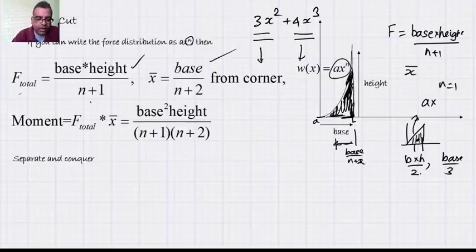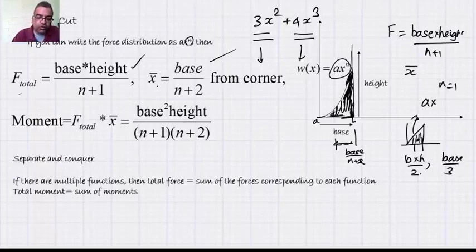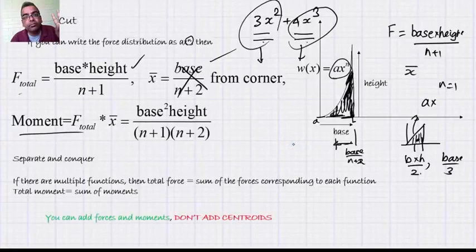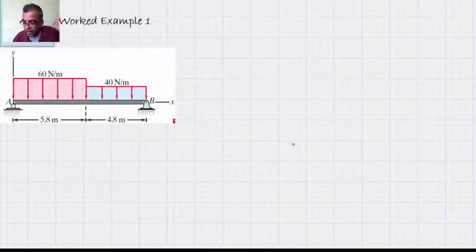You have to calculate F total, x bar, base. So what happens is the total force will be, treat each of them separately and add up the forces. The total moment will be, treat each of the moments separately and add up the moments. So forces you can add up, moments you can add up, you cannot add the centroids. You can add the forces and you can add the moments. So please do not add the centroids.